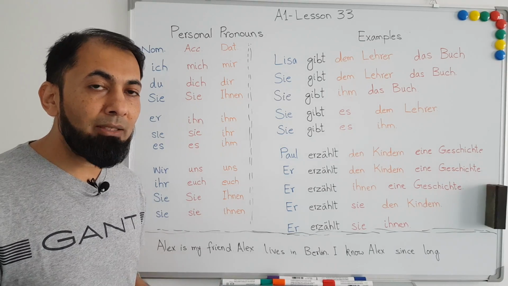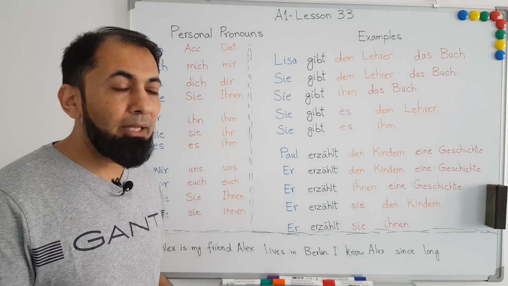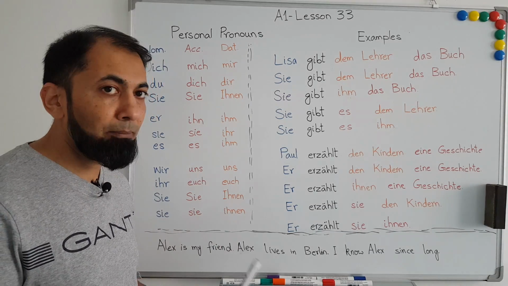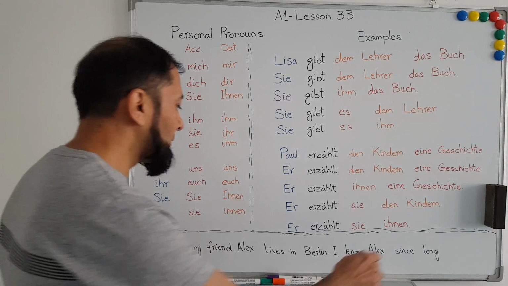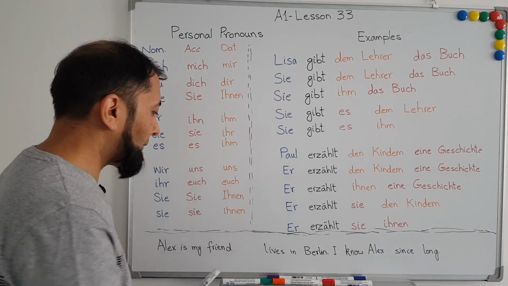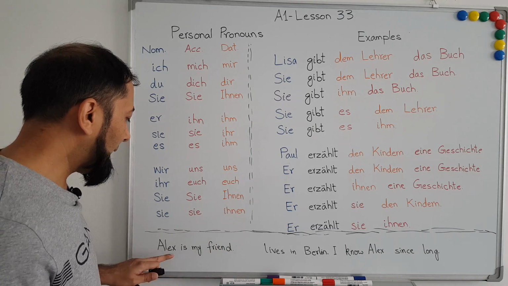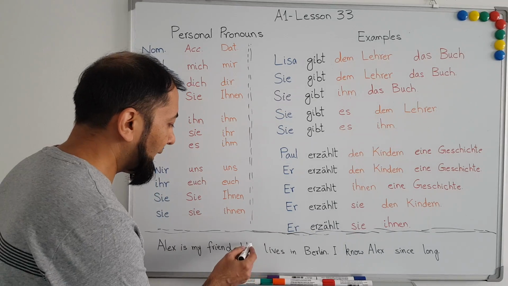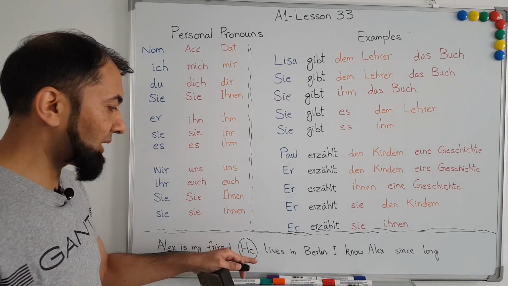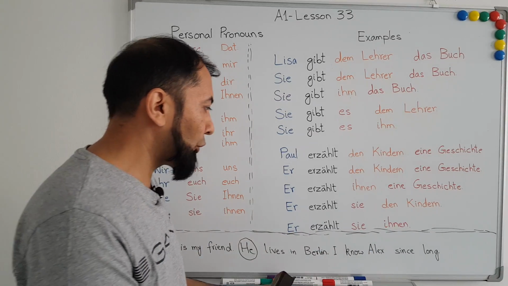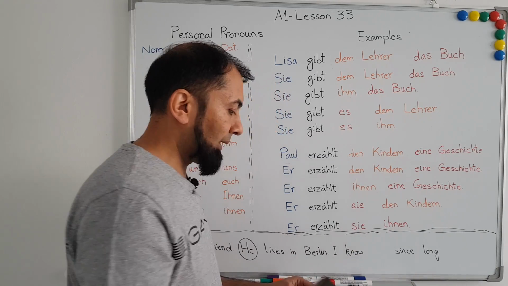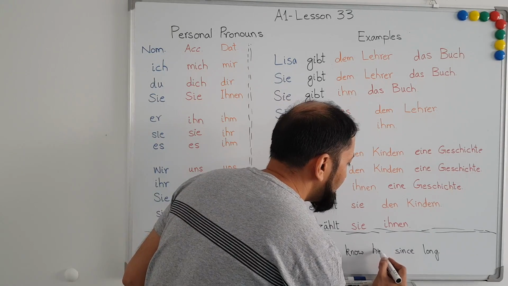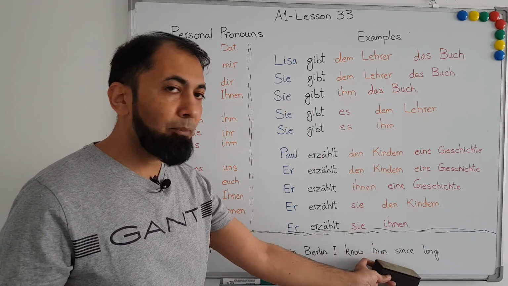When you start talking about something or someone, in the first sentence you maybe use the name, but in the next sentences you usually do not use the name. Instead you use the personal pronouns instead of using the noun. So if I use a pronoun instead of a noun, what will be the personal pronoun for Alex? Alex is my friend. Okay, that is fine. Then I can say he lives in Berlin. So here the pronoun is he. He lives in Berlin. I know Alex. Now, if I want to remove this noun and use the personal pronoun for him, then it will be I know him since long. So these are the personal pronouns in English.